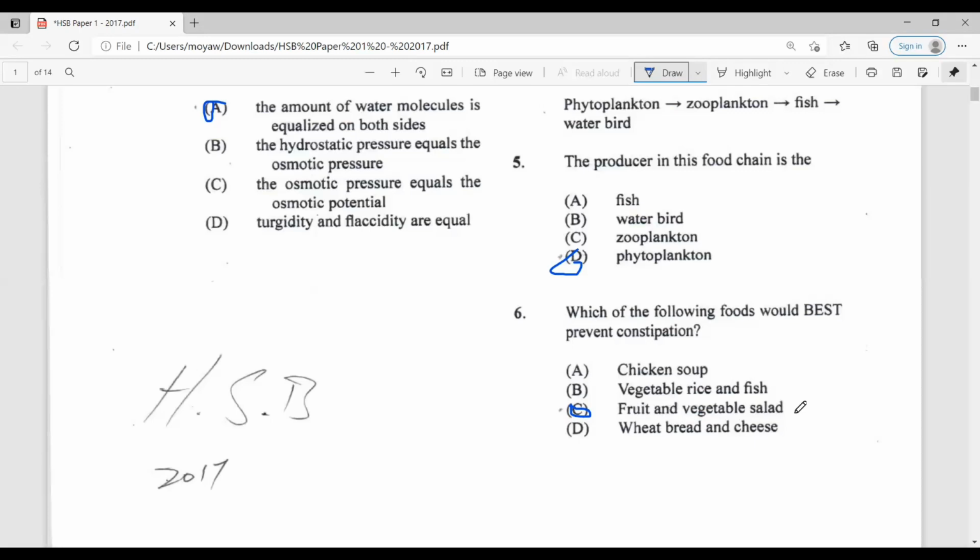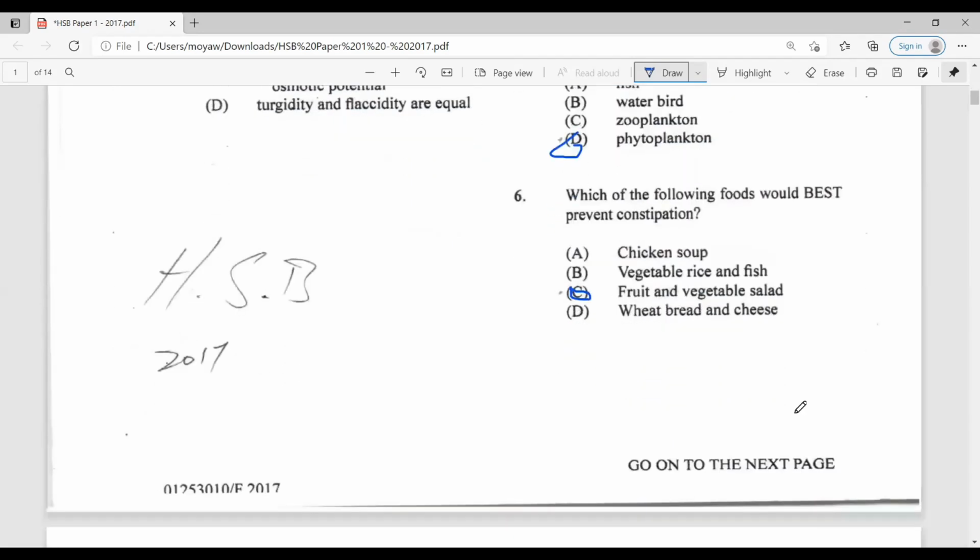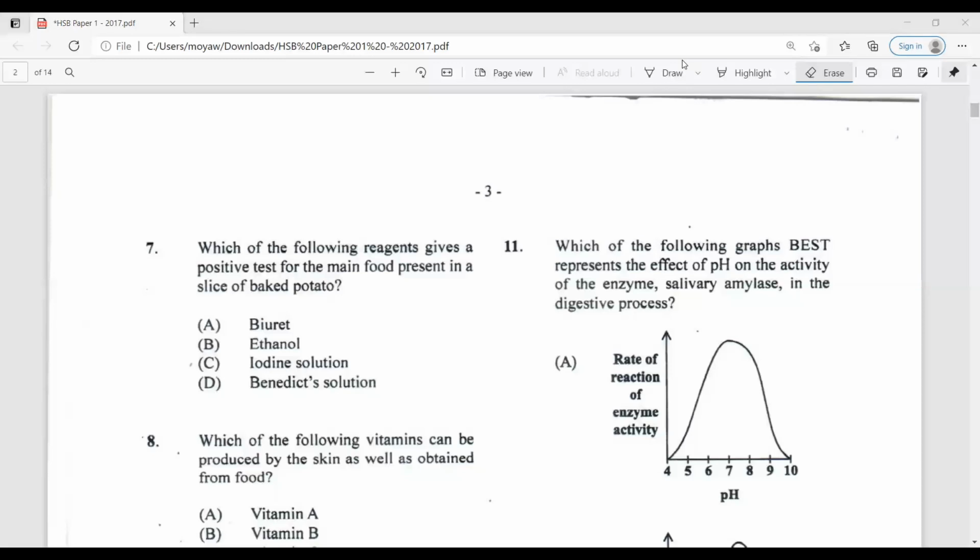So remember in the fruits, if you can think about like the oranges, we have some roughage in there. And then for the vegetable salads, our broccoli, some of those other green vegetables, they contain roughage or fiber, so they're good. If we think about corn, all of those things, they'll come under the roughage. All right, moving on. Question 7.